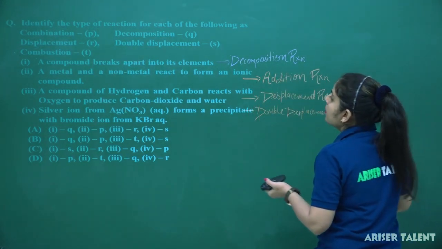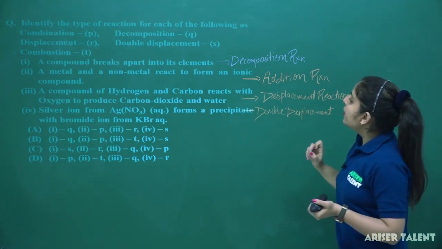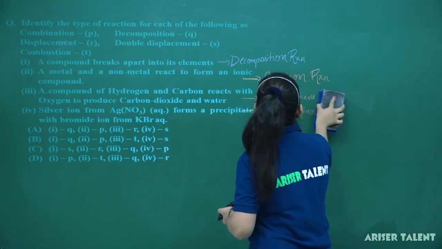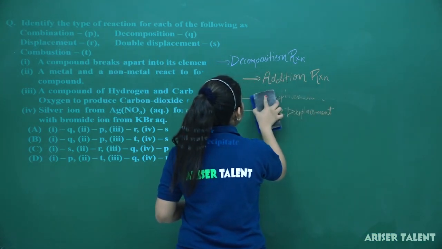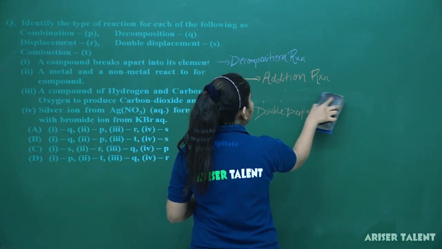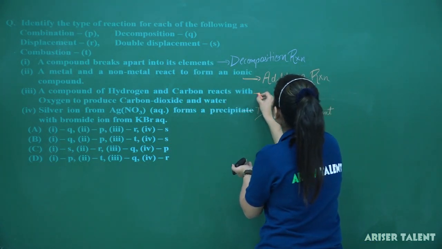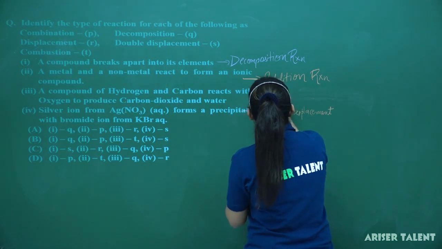Now, in this equation, hydrogen and carbon react with oxygen. So, on reacting hydrogen and carbon in the presence of oxygen, the reaction can be considered a combustion one, because combustion will always take place in the presence of oxygen. So, here it is a combustion reaction.